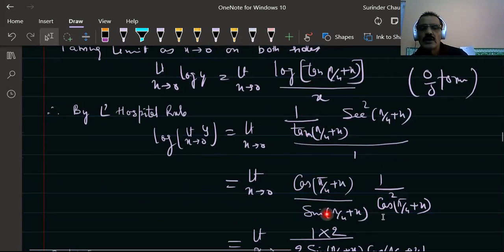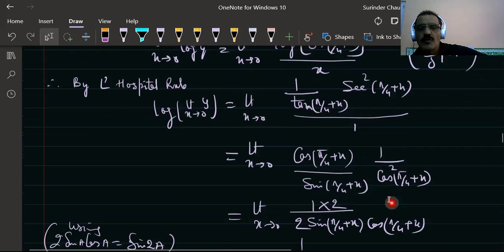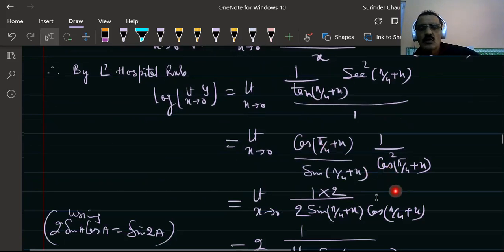Now change it to sine and cos. Cancel out the common factor if it's there. After canceling, in the numerator we will get 2. Where do we get this value 2 from? We have 1 upon 2 sin x, sin(pi/4 plus x), cos(pi/4 plus x). We want to convert it into sin 2x, so multiply and divide by 2.